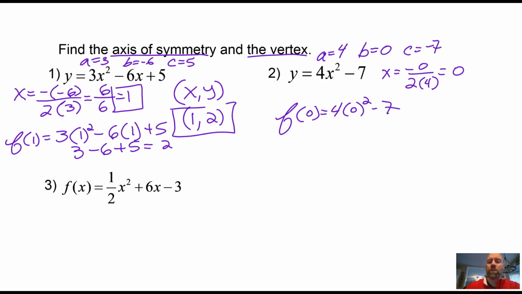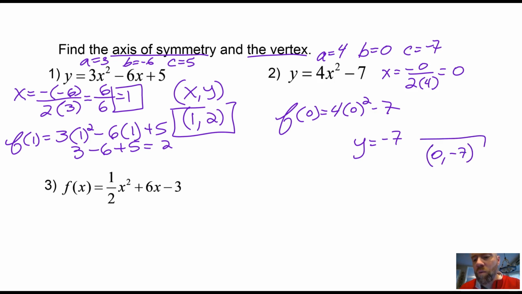Okay? So 0 times 0 is 0. 0 times 4 is 0. 0 minus 7 is negative 7. So y is equal to negative 7. Do not leave your answers like this. I will take points away. You need to give me the answer to your vertex as a coordinate or an ordered pair. It needs to be 0, negative 7.